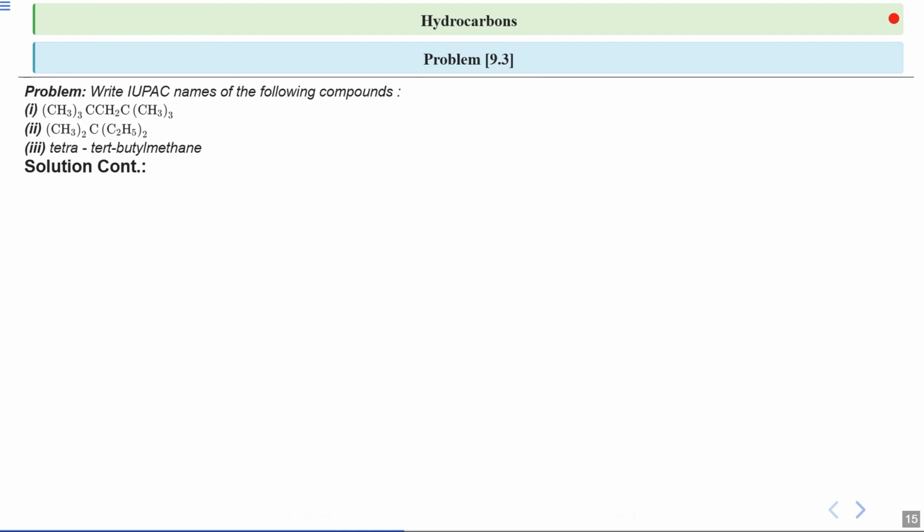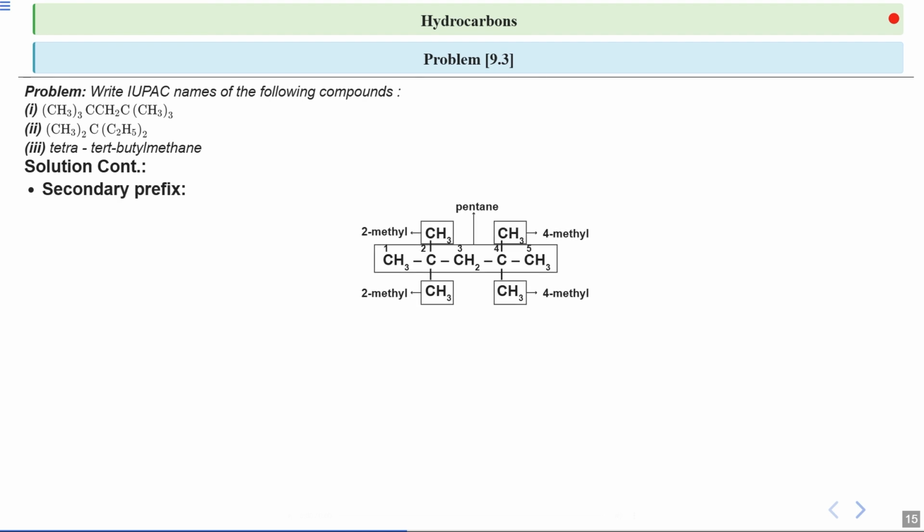Next, we can just name the substituents individually. Now all of these substituents are methyl. You can see here we have 2 methyls on the second position and 2 methyls on the fourth position. We will now list the substituents in alphabetical order. This step is quite irrelevant for this given compound because all the names are the same.